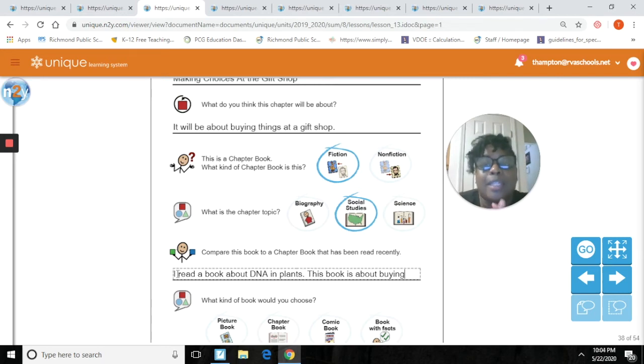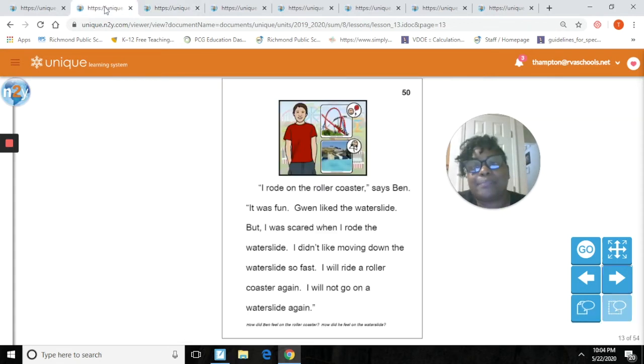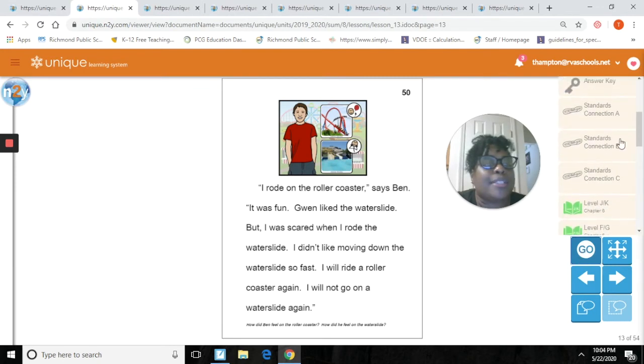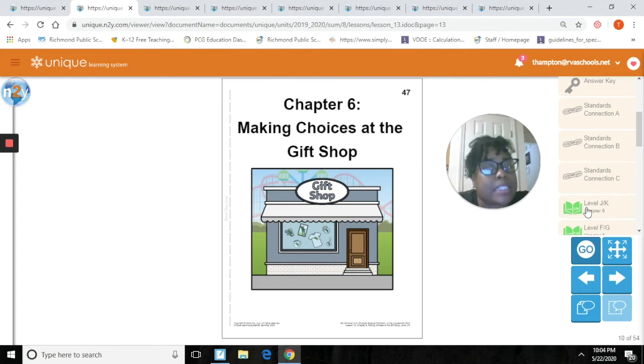All right, now let's move on. It says, what kind of book would you choose? A picture book, a chapter book, a comic book, or a book with facts? Well, in this case, I would choose a chapter book because I like chapter books. Now you pick what you like. Let's get ready to read our story. I want you to listen carefully, because you will be answering some questions at the end of the story.